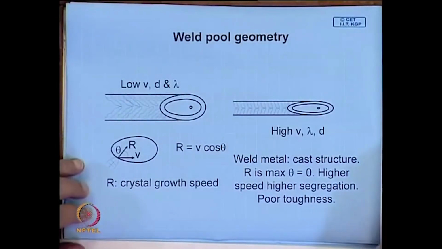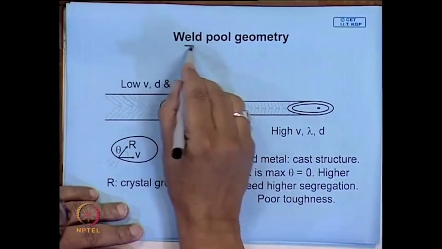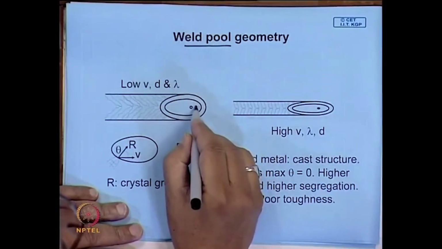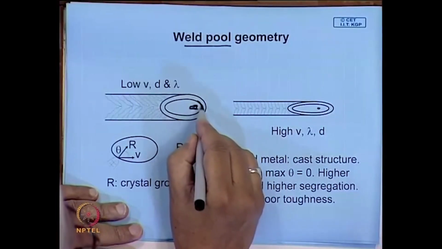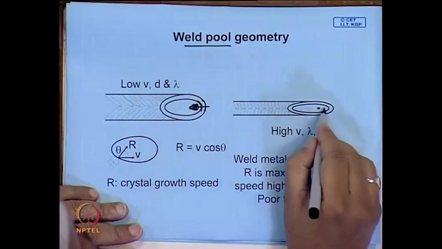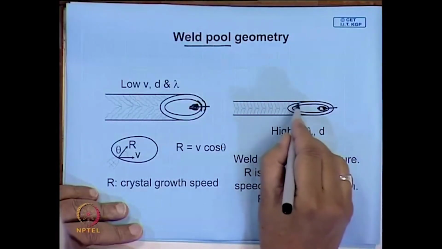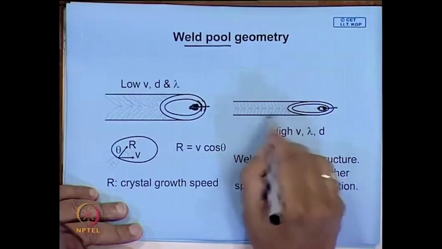Now, if you look at the weld pool geometry, what will be the geometry? We just saw that this will get distorted: the source is here and these lines here will be closer. So, in this direction the gradient is very high. So, here this is the weld pool, and on this side the gradient is very high and on this side the gradient is less.